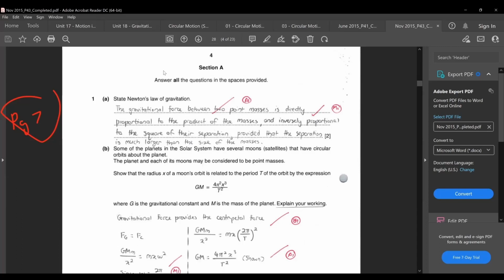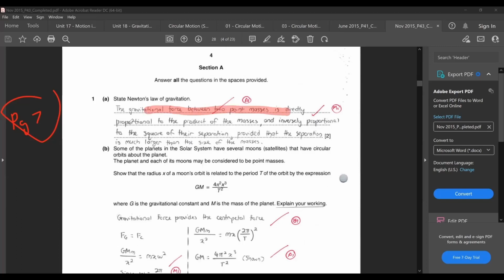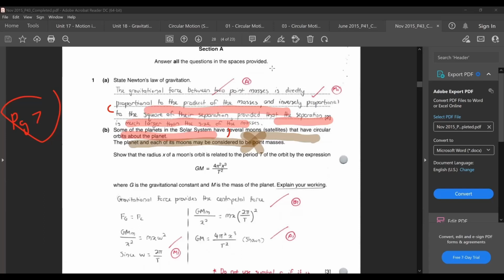So gravitational force between 2 point masses is directly proportional to the product of the masses and inversely proportional to the square of the separation. This is the only important thing. Provided that the separation is much larger than the size of the masses, this is not important. Don't need to bother. Okay, so that one is all right.